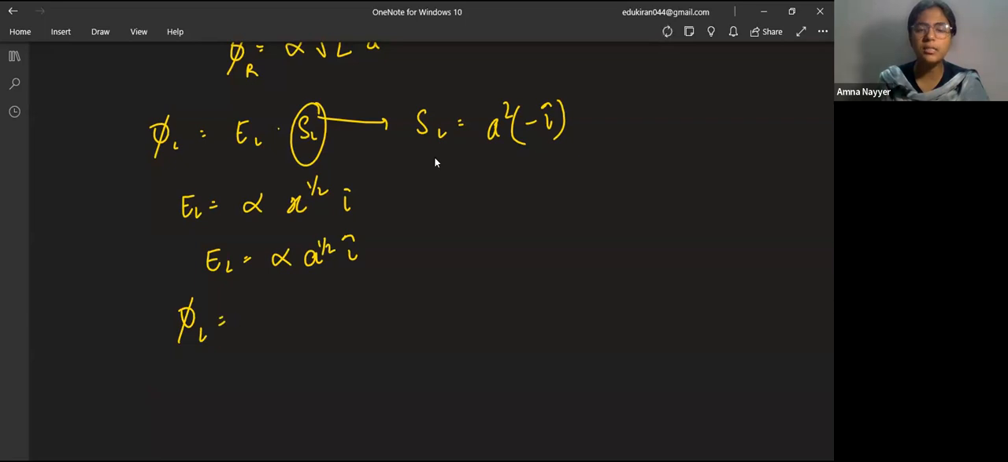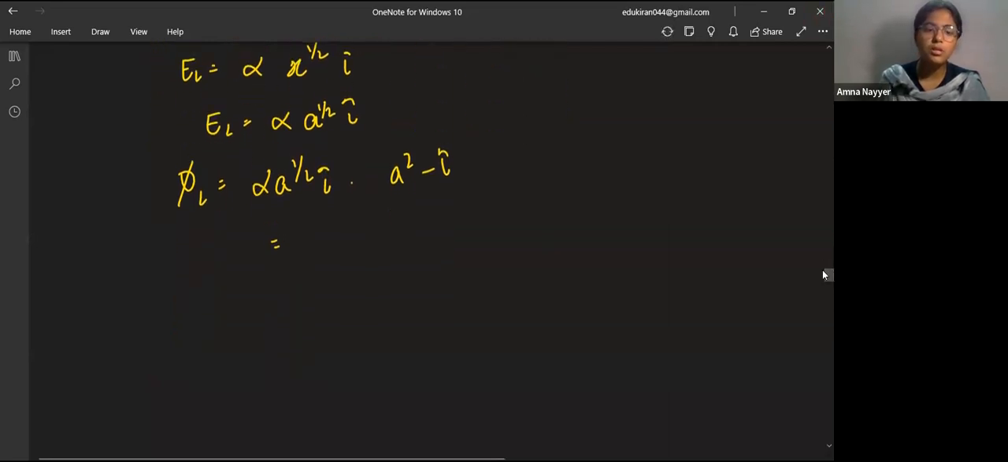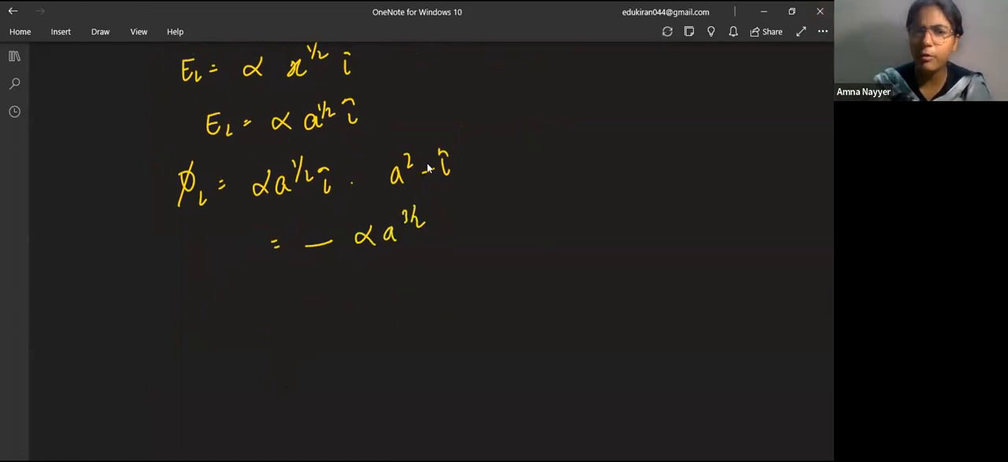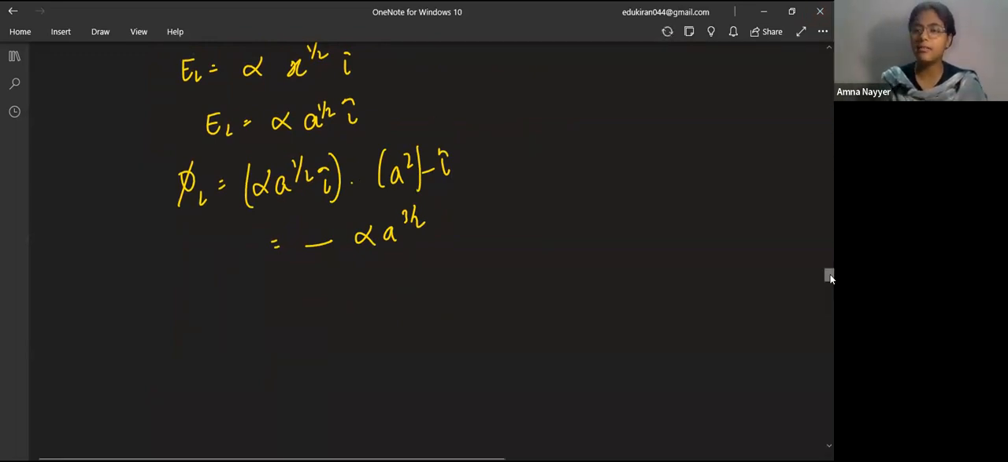Now calculate the flux. Put in the values. Electric field for the left, alpha a to the power half i cap dot a square minus i cap. So this is going to be, again we are subtracting this, same thing, minus alpha a to the power 3 by 2, because of the just minus sign, because we are multiplying this term. So same answer we are getting, it's just that here we are having minus i cap, so one minus sign is there. Now what is the net flux that we have to find out?